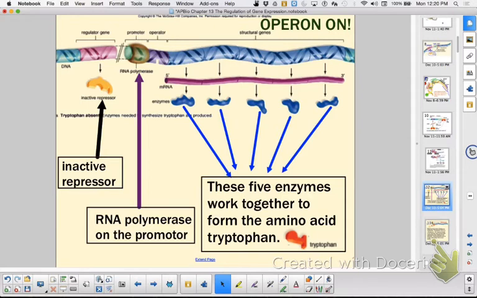This is called the trp operon. It's just one example of how genes can be regulated. It is negative control because it's using a repressor. This is called a repressible operon. Why? Because it's normally on, but it can be repressed. Normally on, but it can be repressed.